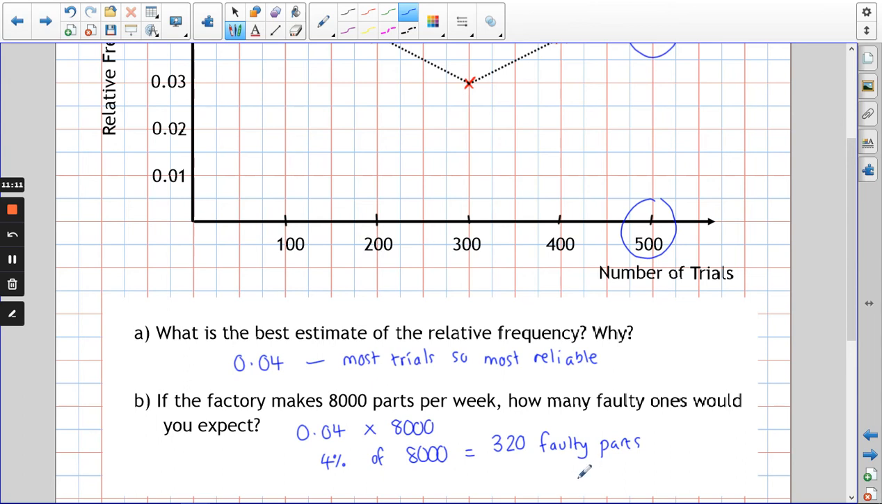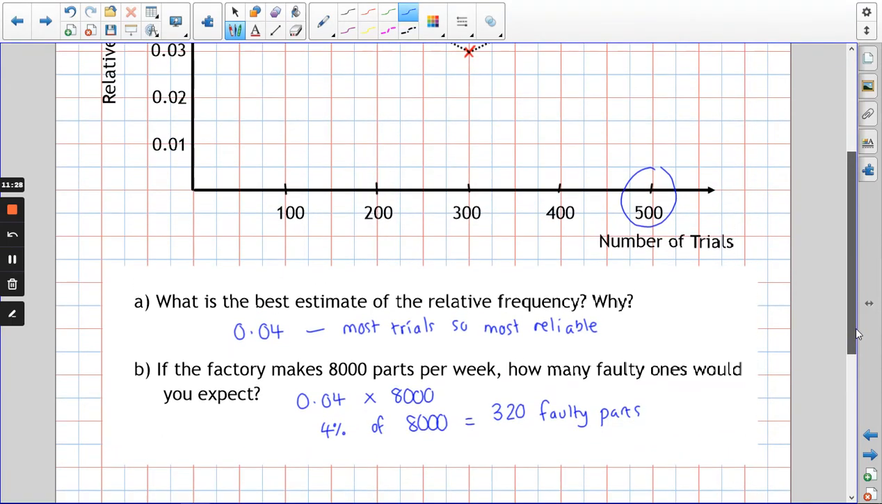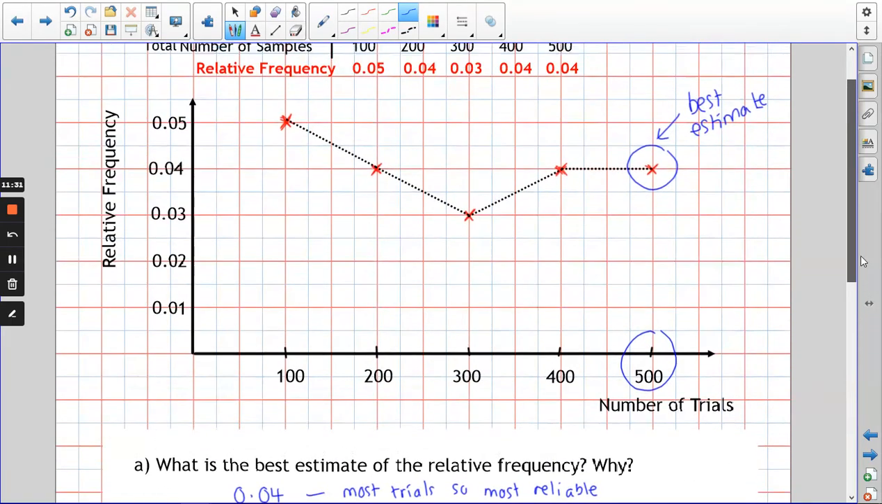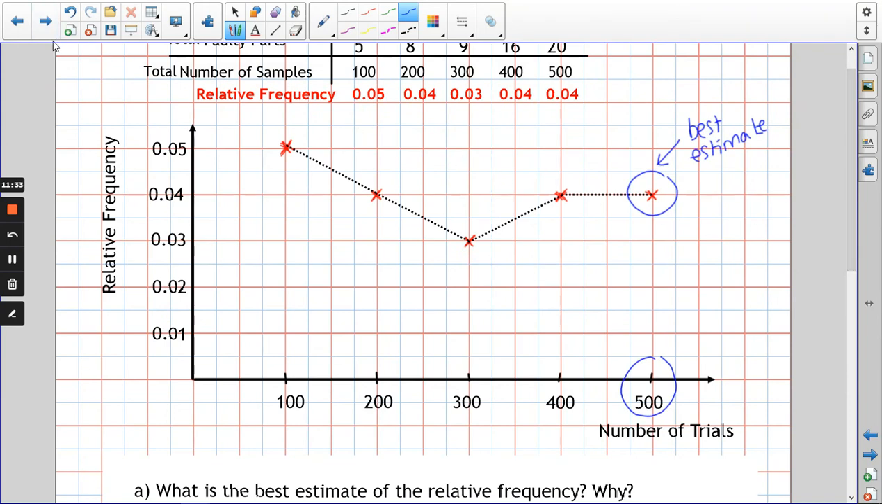So this sort of thing is done day in, day out in factories across the world, checking the machinery, checking that it's reliable enough and what the machines are producing is good enough. And if they're not happy, then they'll either repair or replace the machines. So this is actual real life maths that does get done. Right, when you're ready, press play and we'll go on to the next question.